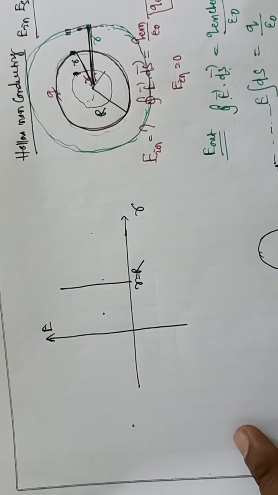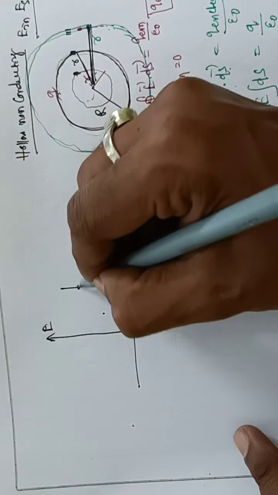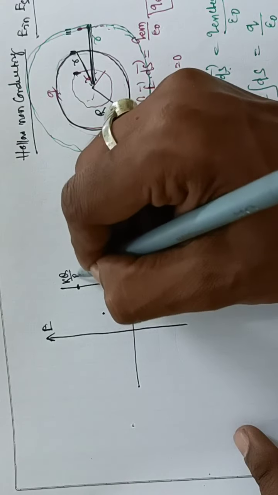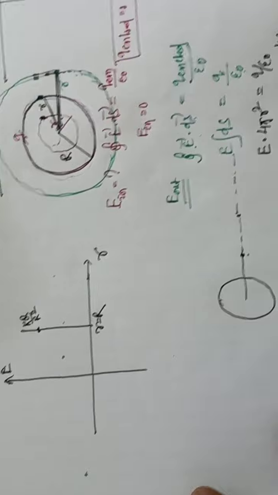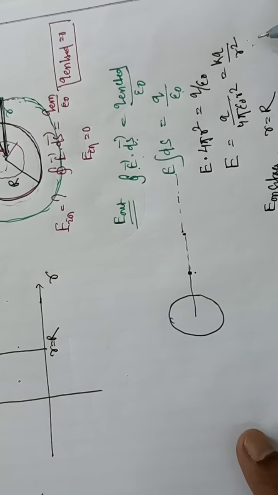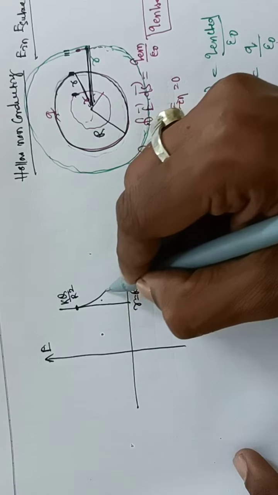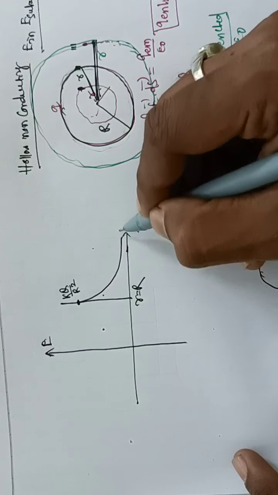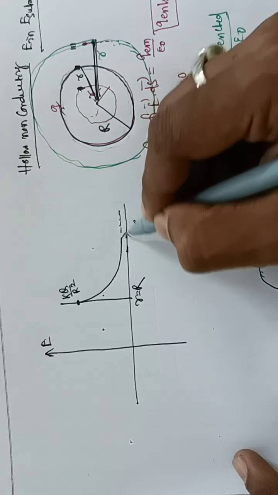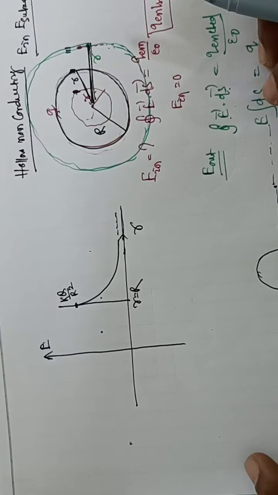Exactly on the outside, on the surface, the expression is kq upon capital R square. After that, E is inversely proportional to R square, like a point charge expression. So definitely it will be like this. Already for the point charge, we have discussed how the graph will become.